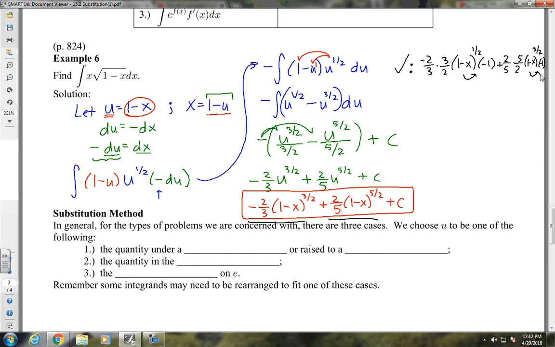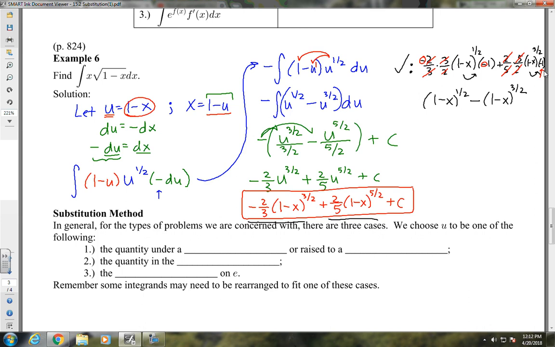So let's simplify. In this case, our 3's cancel and the 2's cancel. Notice also that I have a negative times a negative, so even that negative goes away. And I have 1 minus x to the 1/2. Working on that second term, we get a lot of cancellation here as well. All of those constants cancel, but I still have this negative 1 left behind. So we have negative 1 minus x to the 3/2.